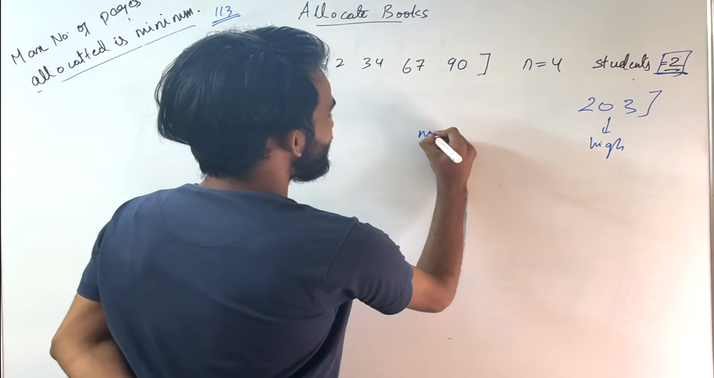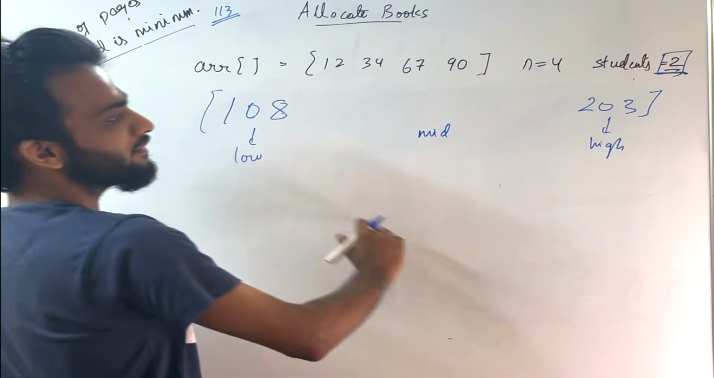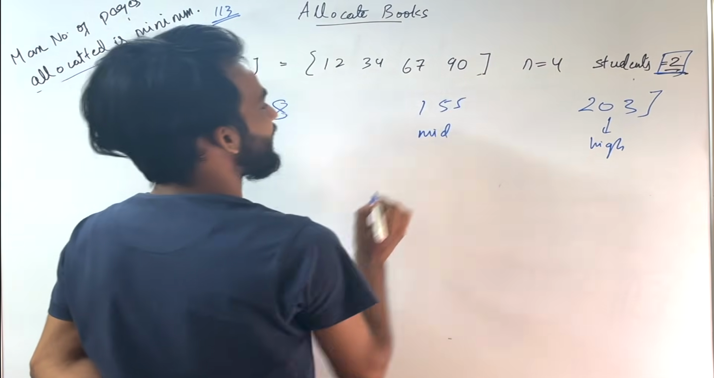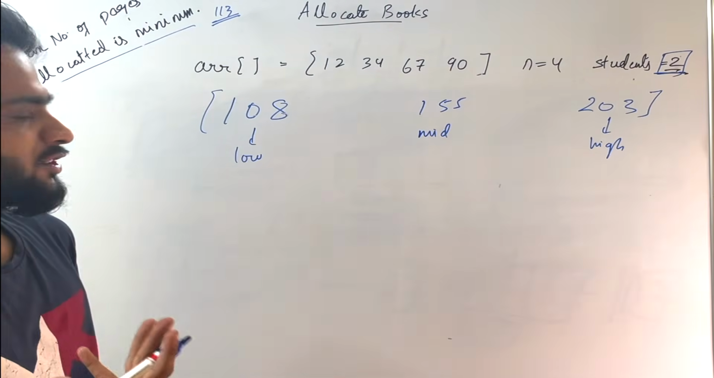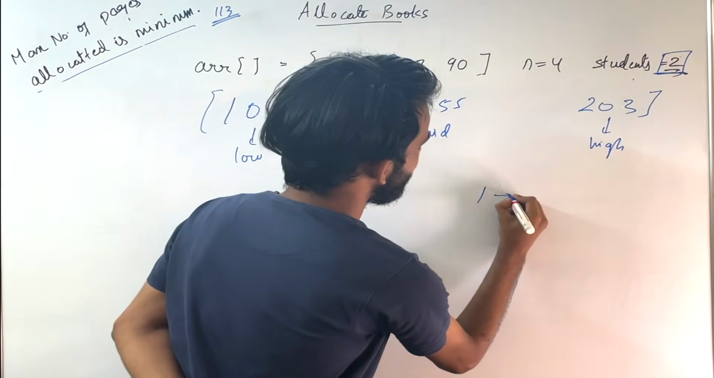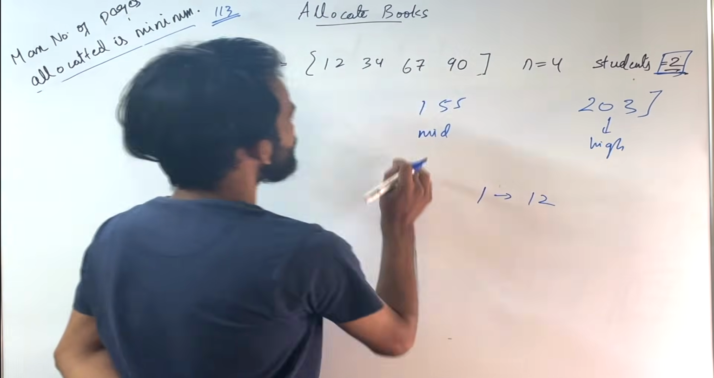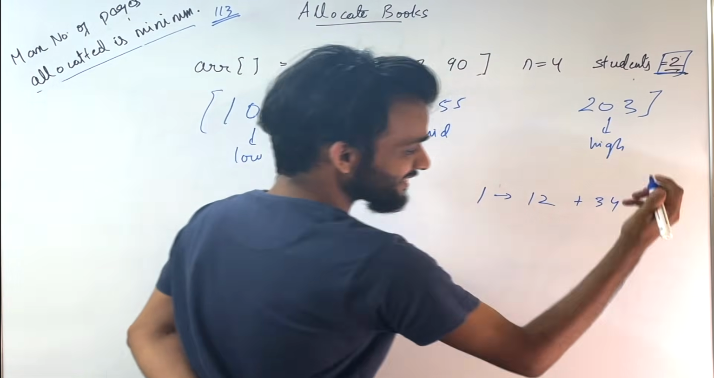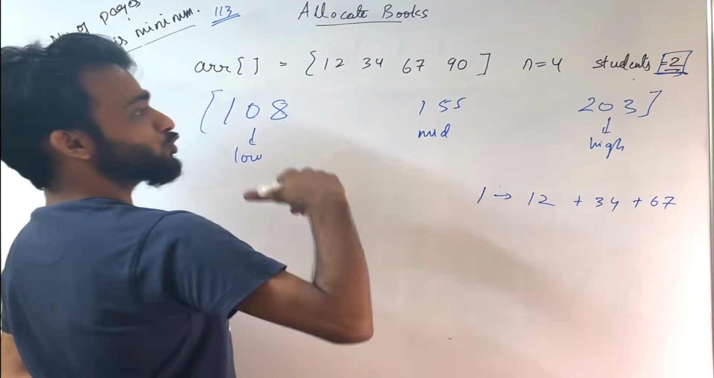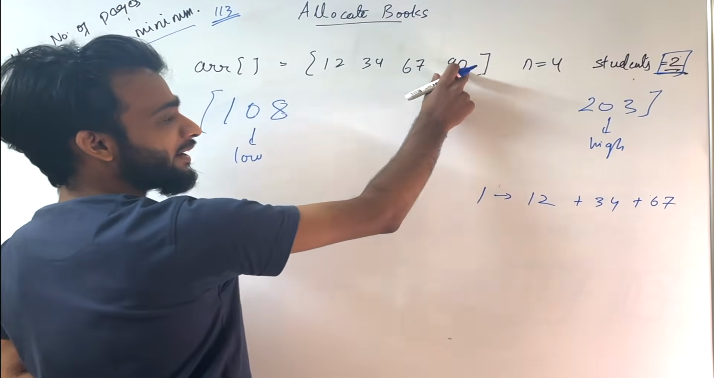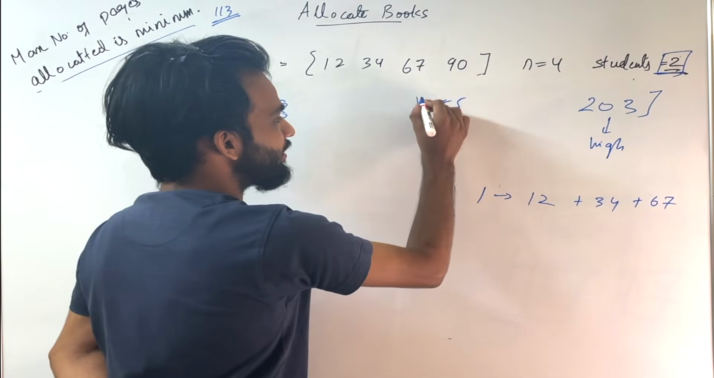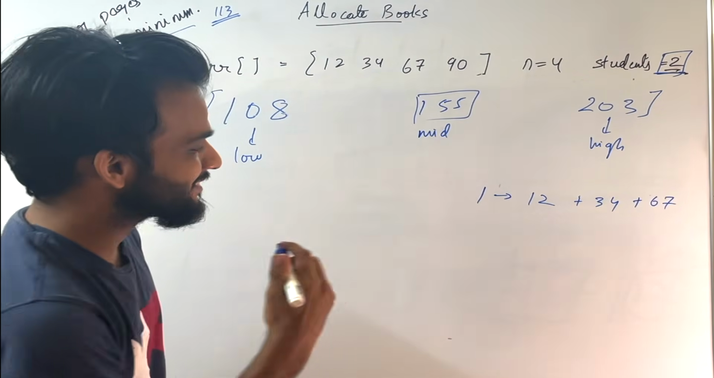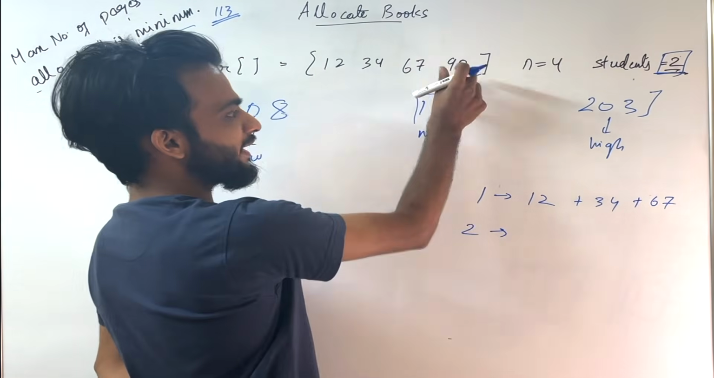Let's figure out the middle. If you figure out the middle, you get (108 plus 203) divided by 2. That's nothing but 155. So you get the middle as 155. Let's try to allocate. Student 1 takes this 12, student 2 takes this 34, student 3 takes this 67. Still allowed. When student 1 tries to take this 90, this barrier is crossed. Hence, you cannot take this 90, so you will say student 2 takes this 90.